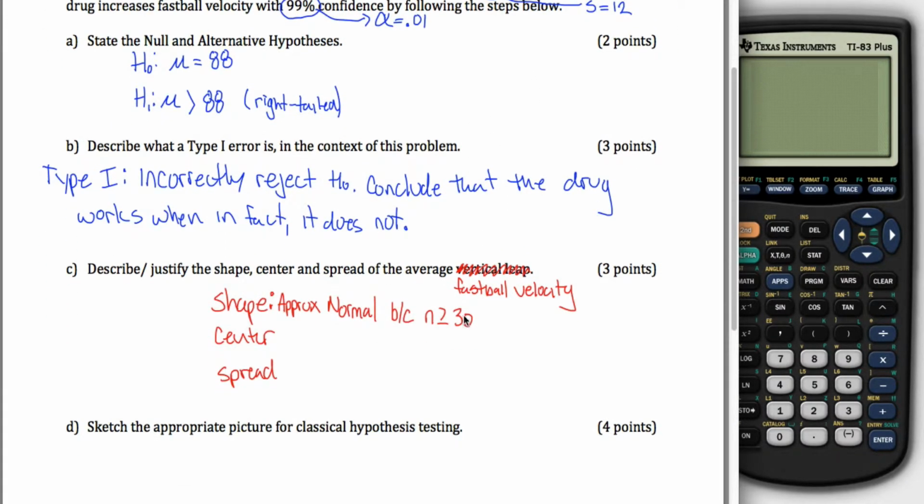100 is greater than or equal to 30, so the central limit theorem tells me that the shape becomes approximately normal, regardless of the shape of the parent distribution.